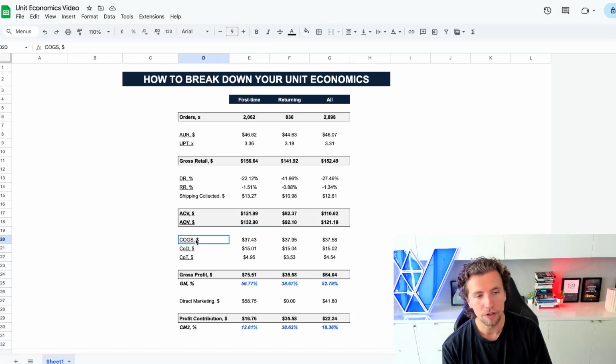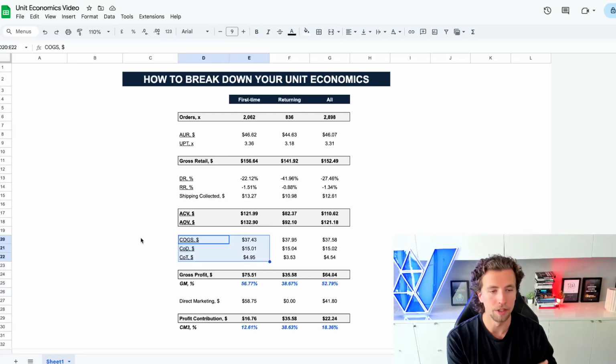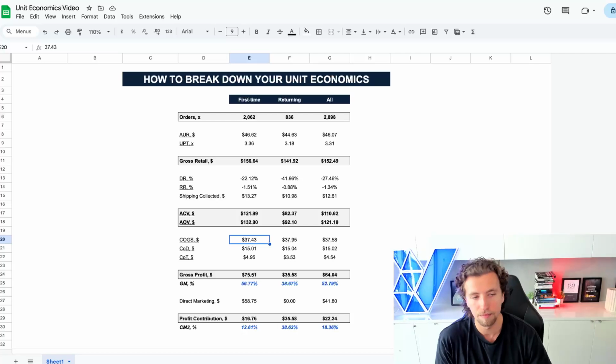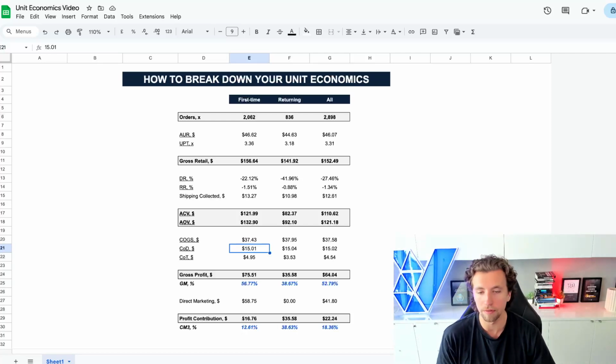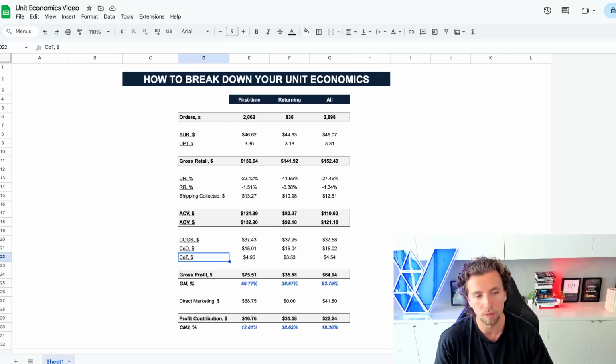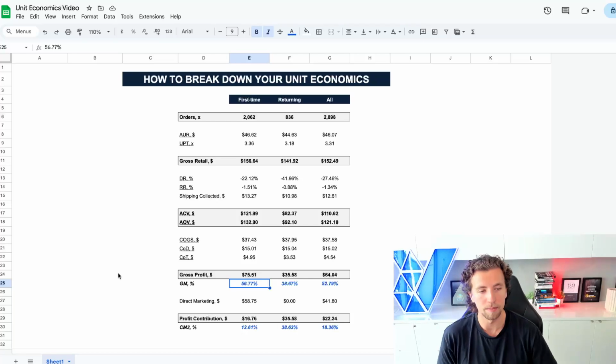From here, we move into our cost of delivery section. And so we have cost of goods at $37.43. We then have cost of delivery. This is our shipping and fulfillment and 3PL associated costs. And then we have cost of transaction, one that is missed by most people as well. So making sure to include that. From there, we have a gross profit calculation at an average cart level. Okay, we can call it a unit level, but technically it's not because there's 3.36 units in the average cart here. That takes us to a gross margin of 56.77%.